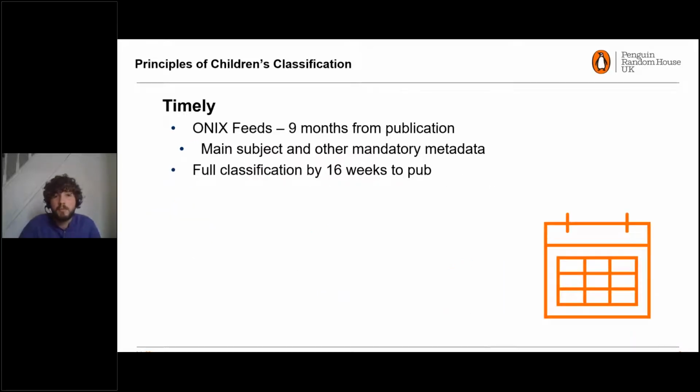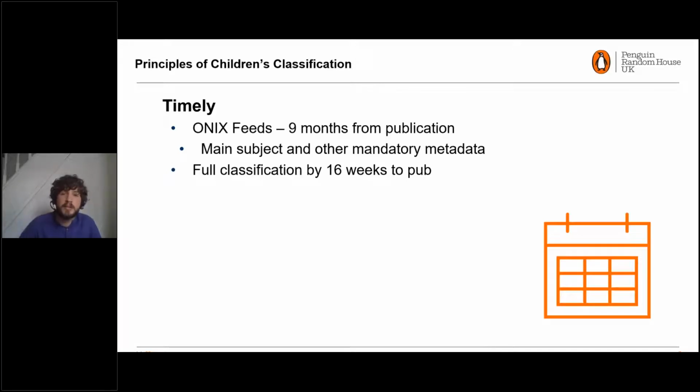So lastly, and by no means least, timeliness is of the utmost importance. We need to ensure that as much of our metadata, including Thema classification, is complete as early as possible. And this is useful both for external metadata recipients as well as for internal reference and processors. The scope of our Onyx feeds begins at 9 months from publication, so we aim to have all mandatory metadata complete by then. This includes classifying with as much accuracy and detail as possible at this time, at the very least having a main subject in place.